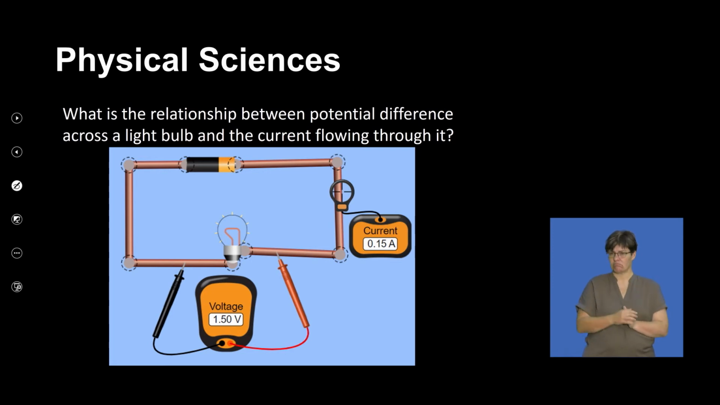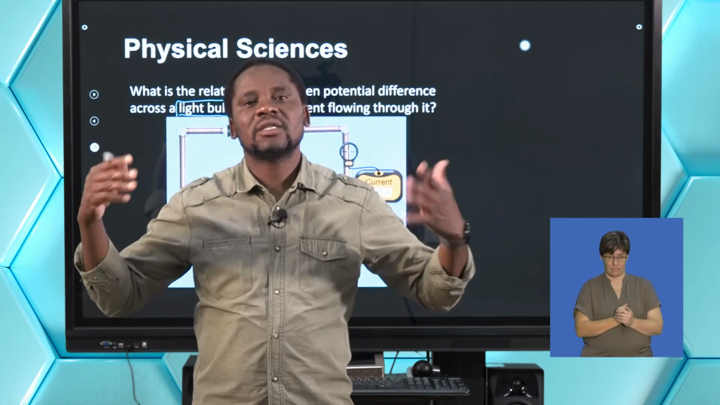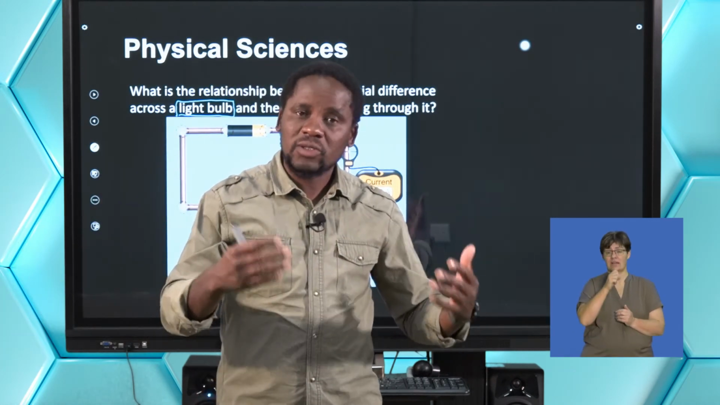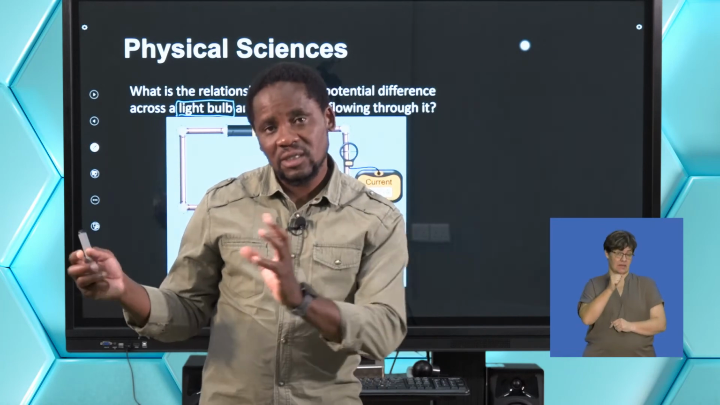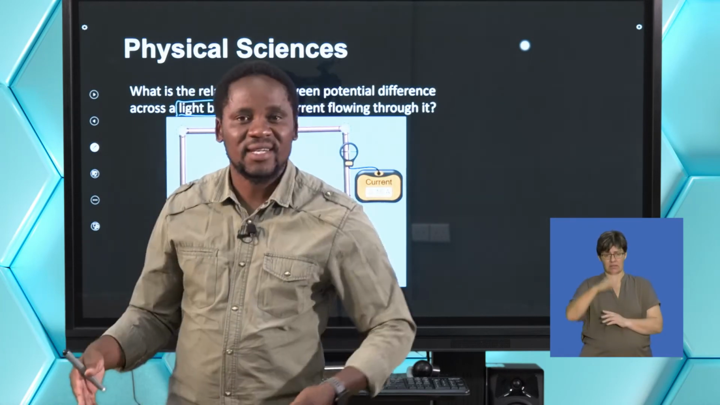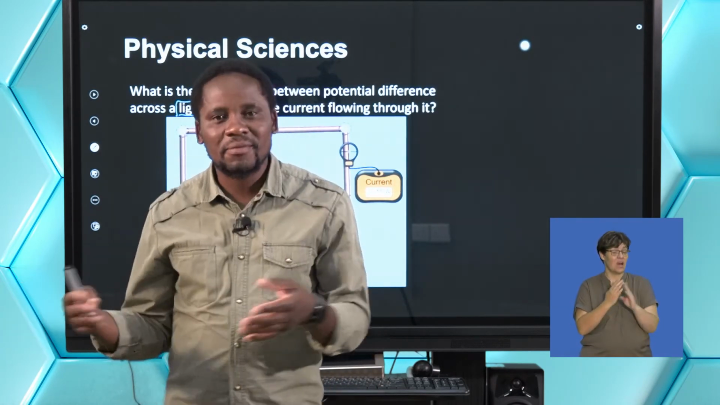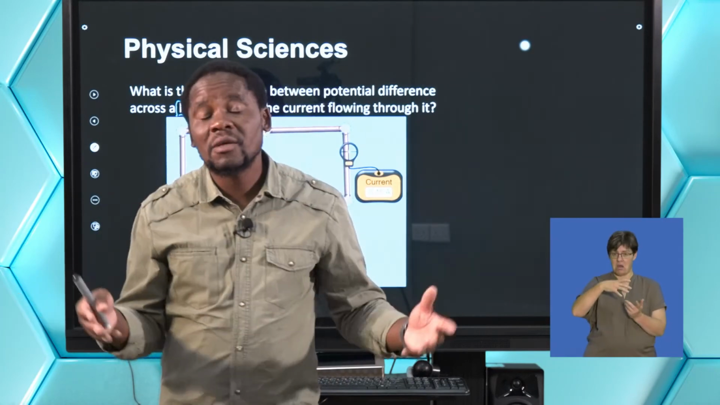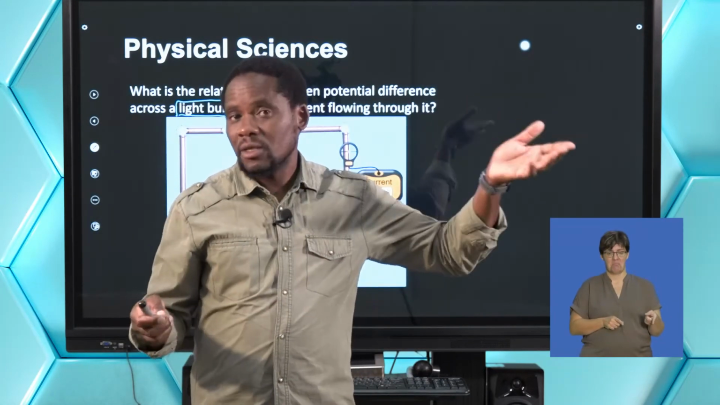The big question, which is the third question for our session for today, says: what is the relationship between potential difference across a light bulb and current flowing through it? Let's try and break this down. Let's understand there are different types of conductors. A resistor on its own is a conductor which offers a certain opposition to current flow. But a light bulb is also a conductor. However, the resistance of the light bulb may not necessarily be the same as that of the resistor.